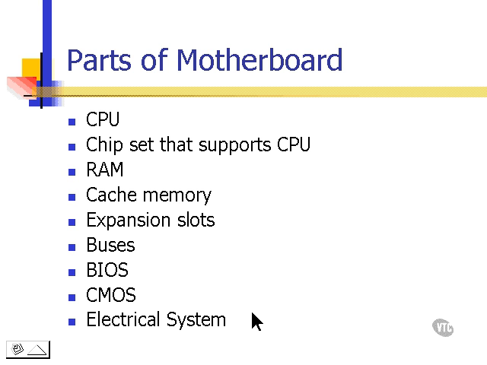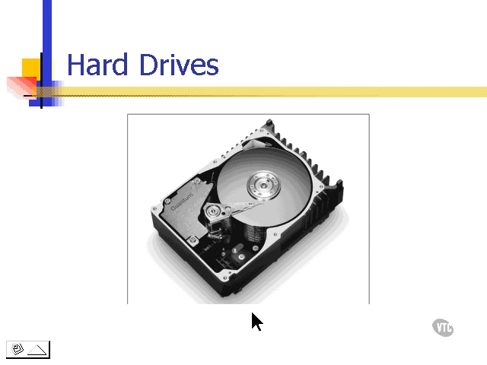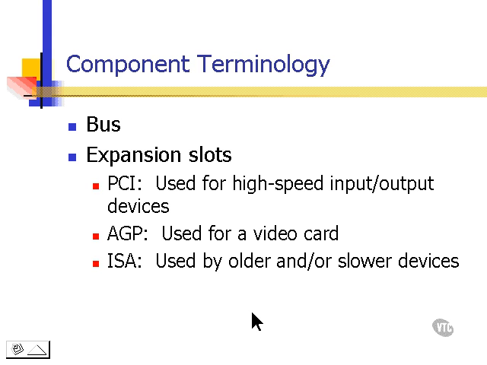Components that the electrical system provides electricity and data to include hard drives, buses, and expansion slots. Types of expansion slots are PCI, which is used for high-speed input-output devices, AGP, usually used for video cards, and ISA slots, which are used by older and slower devices. We'll be discussing these in greater detail in later lessons as well.